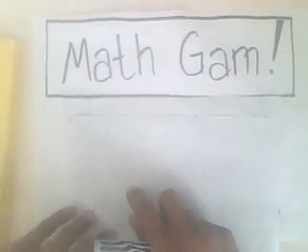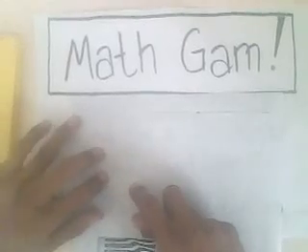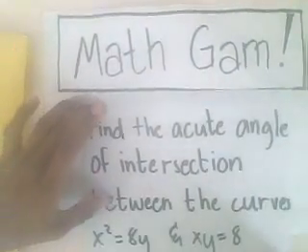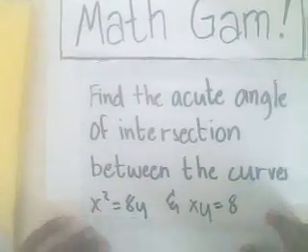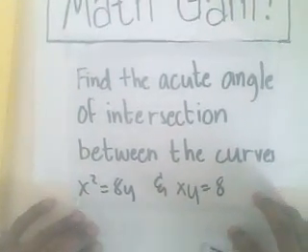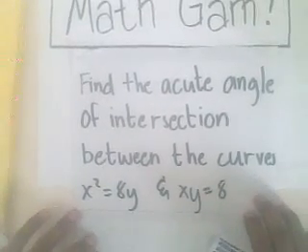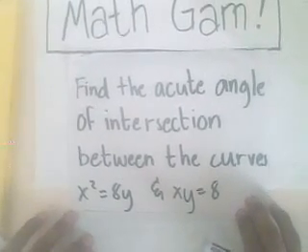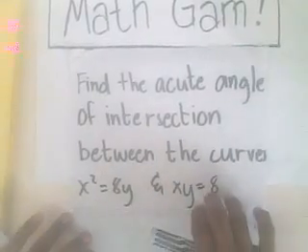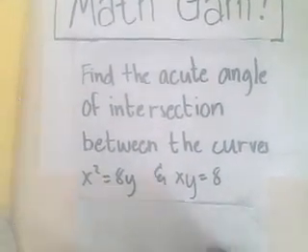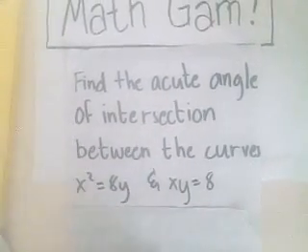Our topic for today is all about the angle between two curves. So here's an example. Find the acute angle of intersection between the curves x squared equals 8y and xy equals 8. The first thing you must do is substitute the first equation into the second equation.